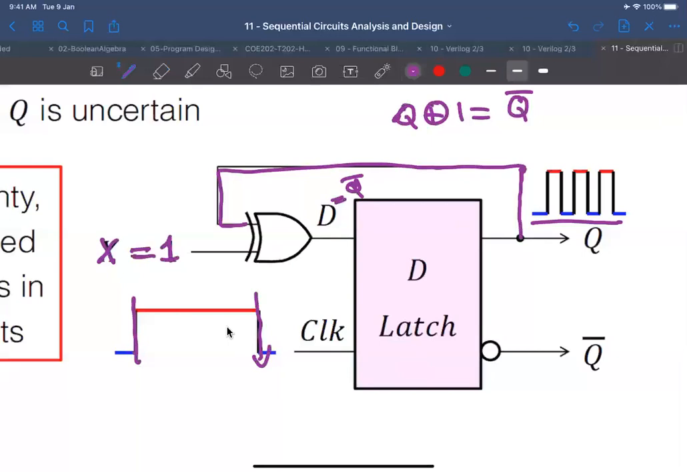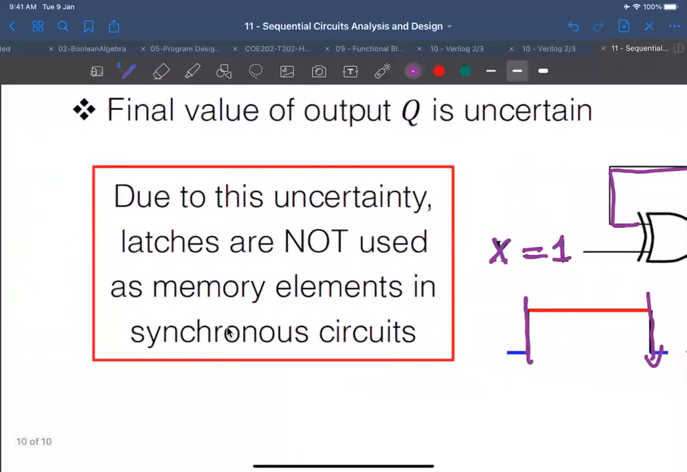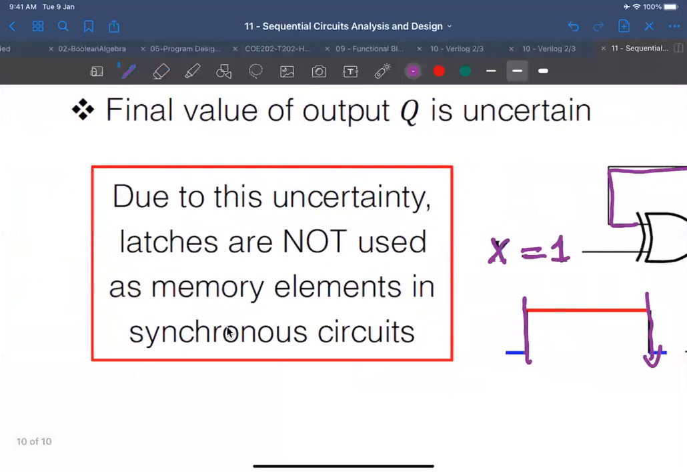For this reason, because of this uncertainty in the values of latches, we do not use them for synchronous sequential circuits, but we use flip-flops instead. And we will start flip-flops inshallah from the next class, which is going to be tonight. Tonight I'm going to start to discuss the flip-flops, so make sure that you watch the video for tonight.